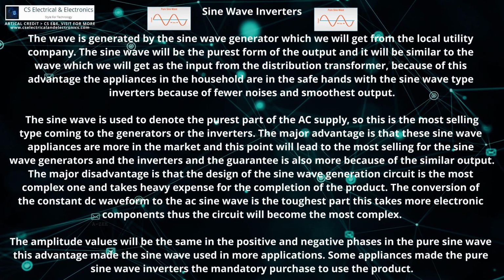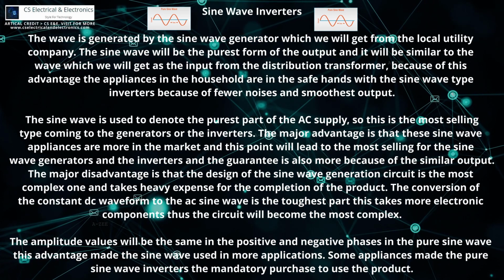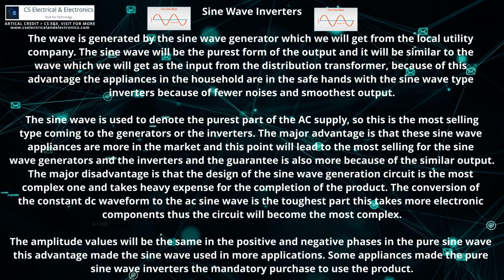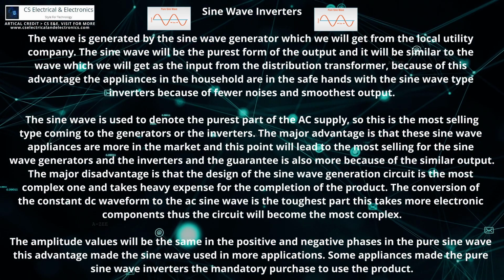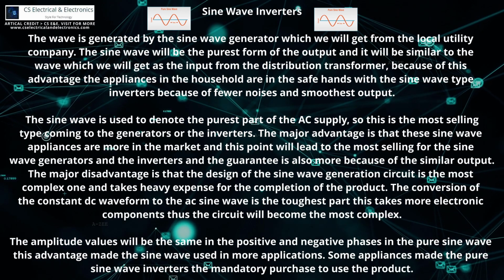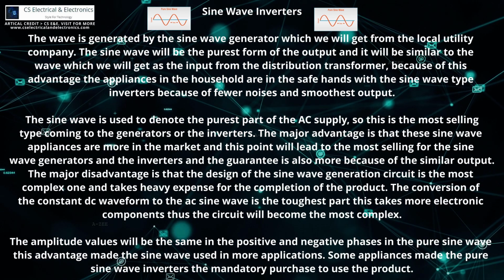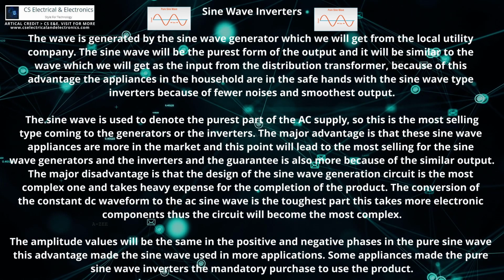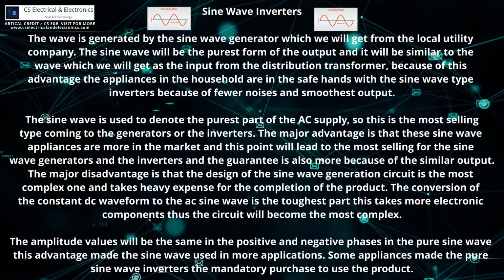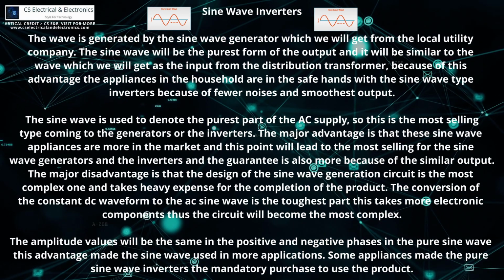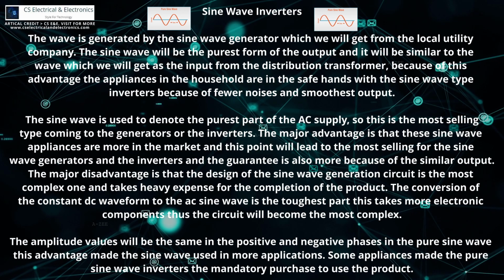The major advantage is that sine wave appliances are more common in the market, and this leads to the most sales for sine wave generators and inverters, and the guarantee is also better because of the similar output. The major disadvantage is that the design of the sine wave generation circuit is the most complex one and takes heavy expense for completion of the product. The conversion of the constant DC waveform to the AC sine wave is the toughest part. This takes more electronic components, thus the circuit becomes the most complex.